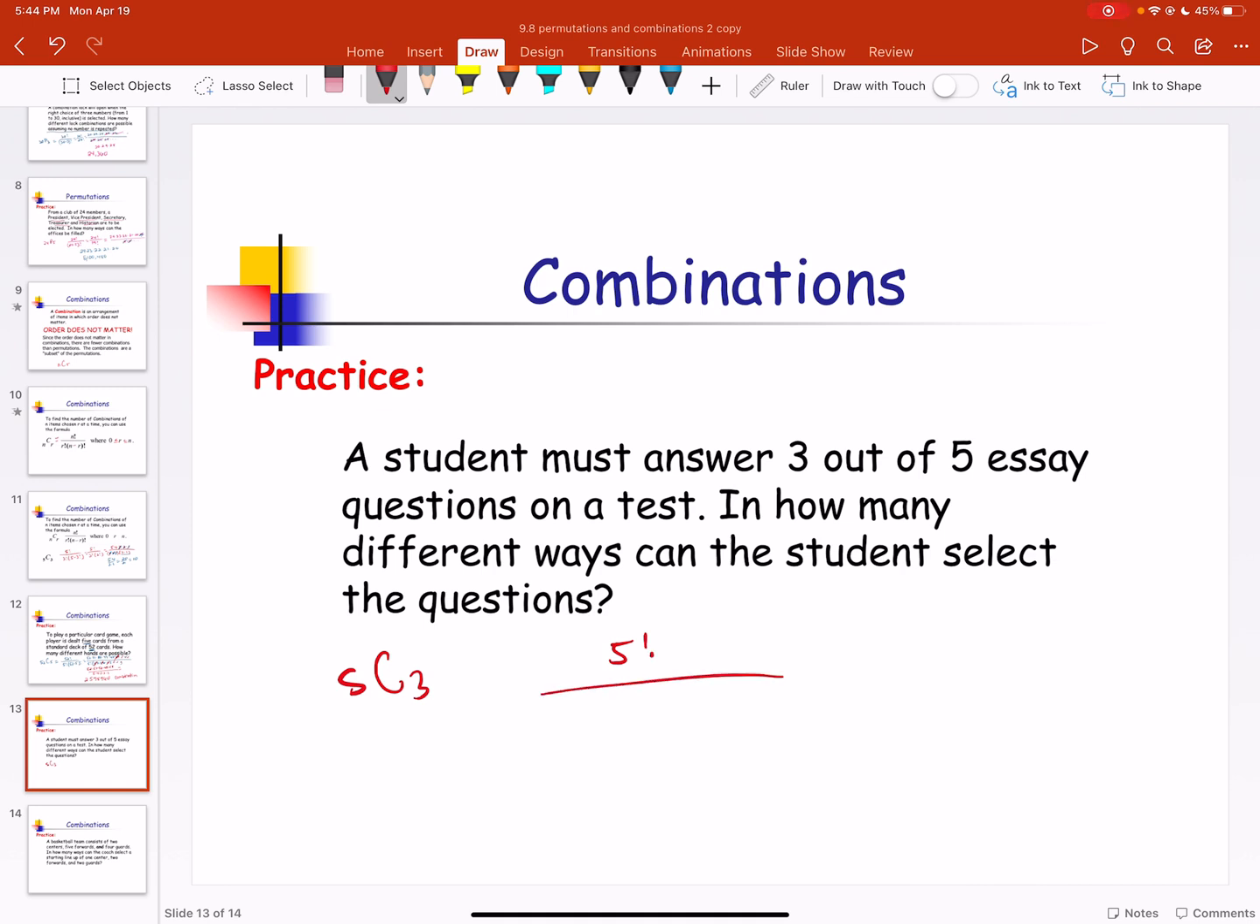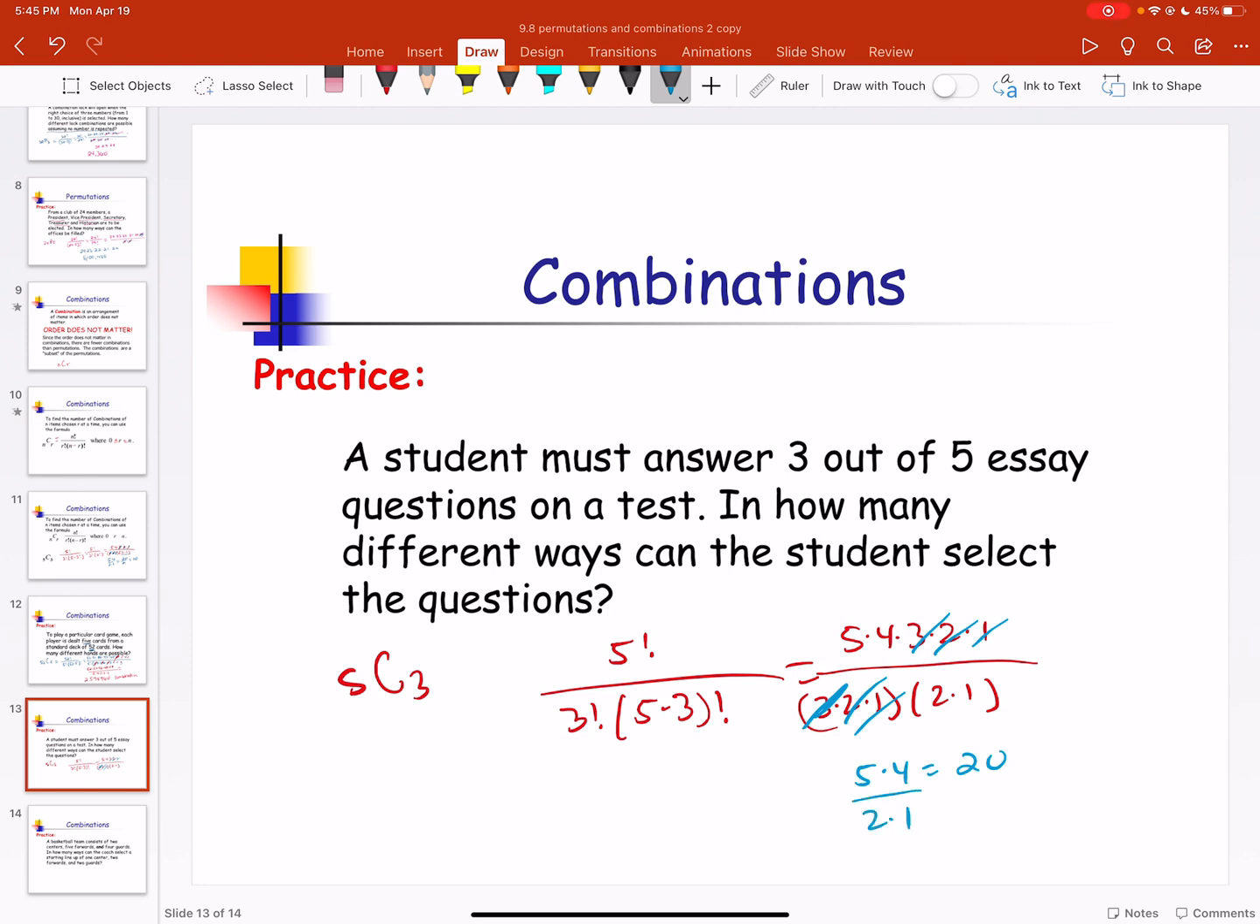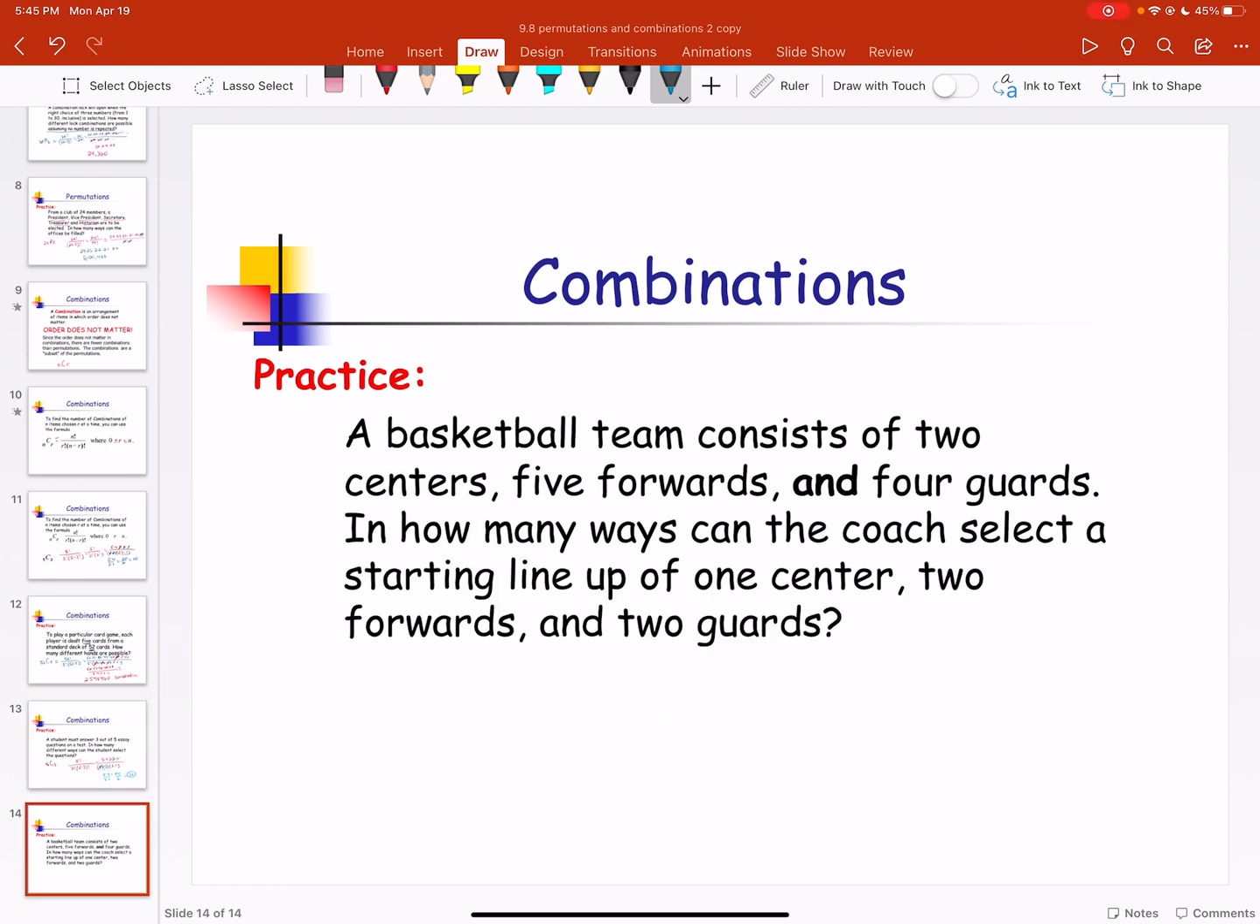So 5 factorial, 3 factorial, 5 minus 3 factorial. That's going to be 5 times 4 times 3 times 2 times 1 over 3 times 2 times 1, 2 times 1. Okay. Again, we can cancel out the 3, the 2, and the 1. We're left with 5 times 4, which is 20, over 2 times 1, which is 10. So 10 different combinations. Okay, and then a last one example.